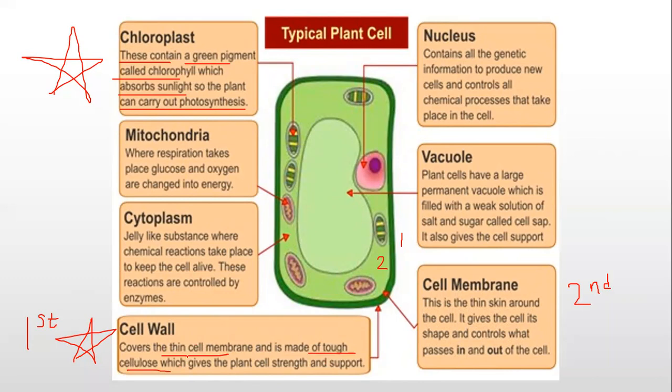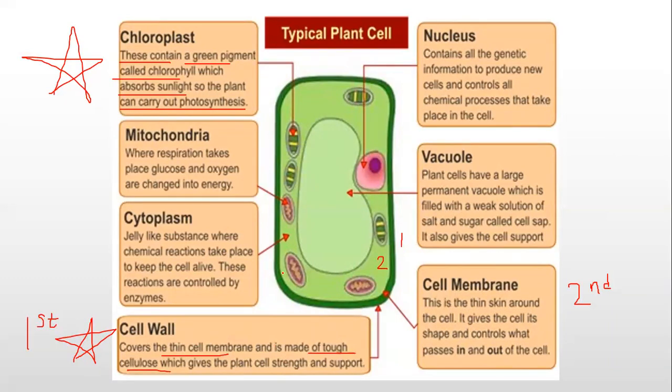Cellulose is one of the polysaccharides. We'll be doing this in biological molecules, your next chapter, number 5 of Edexcel IGCSE Biology. The cell wall is made up of the tough polysaccharide cellulose. Cellulose is a biological molecule, a type of polysaccharide, which gives the plant cell strength and support.